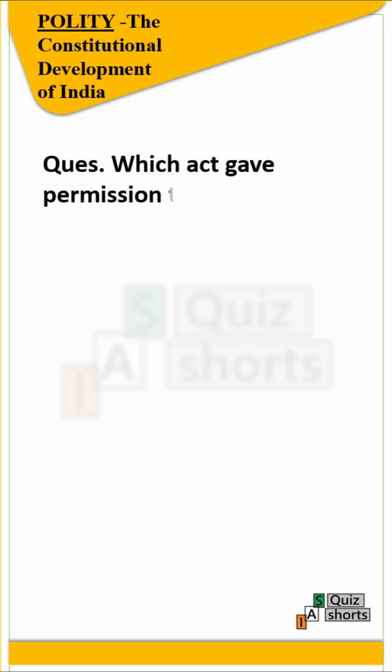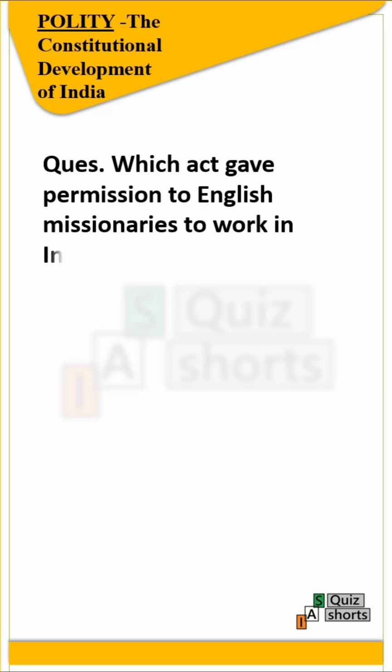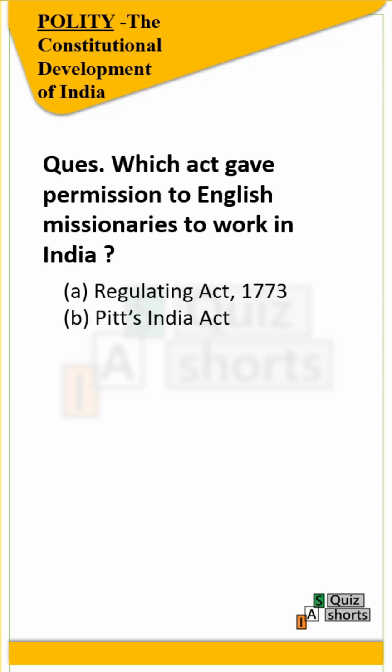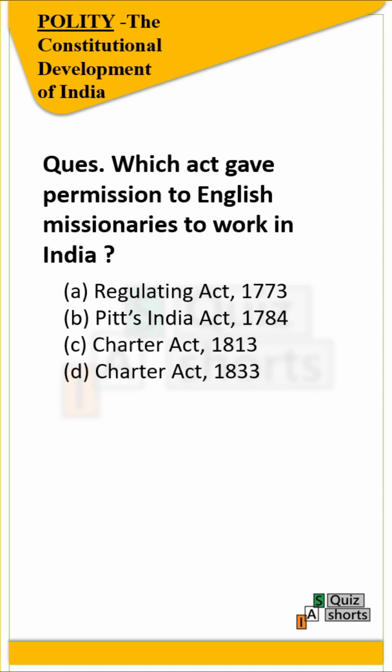Question. Which act gave permission to English missionaries to work in India? Option A Regulating Act 1773. Option B, Pitt's India Act 1784. Option C, Charter Act 1813. Option D, Charter Act 1833. Answer is option C, Charter Act 1813.